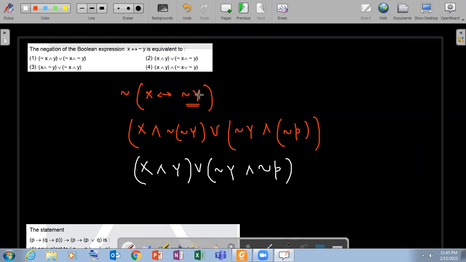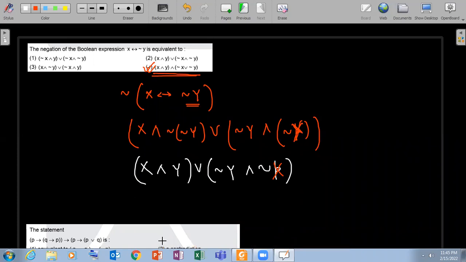See, is there any option? I guess this one is the option, right? Sorry, I have written P here. This should be X. So a very basic question from the basic theoretical part. Let's look into another question.